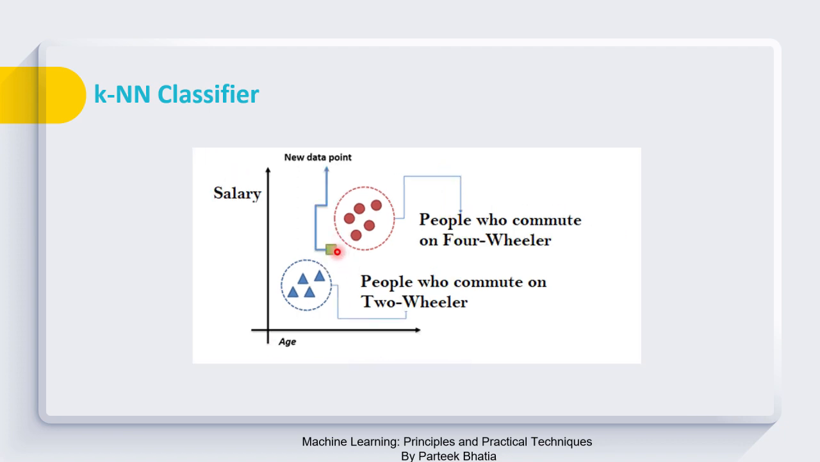Let us consider this new data point. This is a new employee who joined this company, and we wish to predict whether this person is going to commute on four-wheeler or two-wheeler to the company. And this is the position of the data point based on age and salary of the employee. In order to predict the class of this new data point, we are going to use KNN classifier.